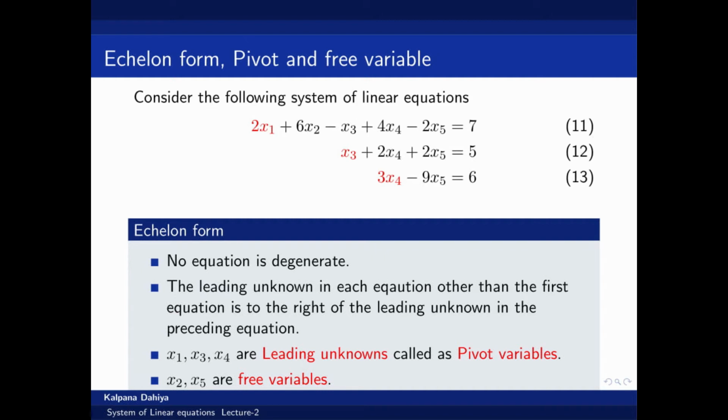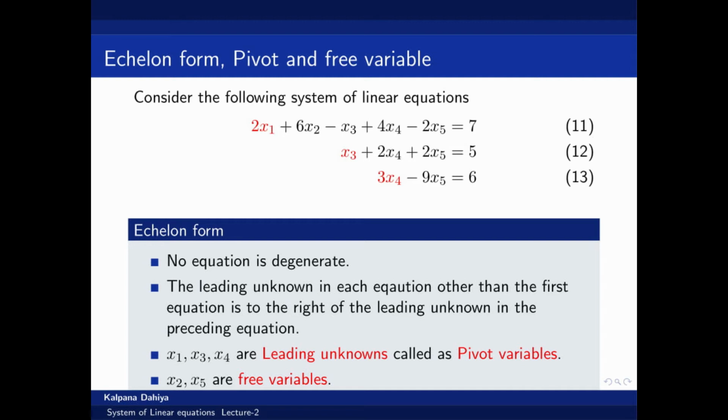Now I will discuss a few definitions: echelon form, pivot and free variable. Consider the following system of equations defined by equations 11, 12 and 13. This is a system of three equations in five variables x1, x2, x3, x4 and x5. In equation 11, the first non-zero term is 2x1. In equation 12, we have x3, and in equation 13, we have 3x4. So this system represented by equations 11, 12 and 13 is in echelon form.